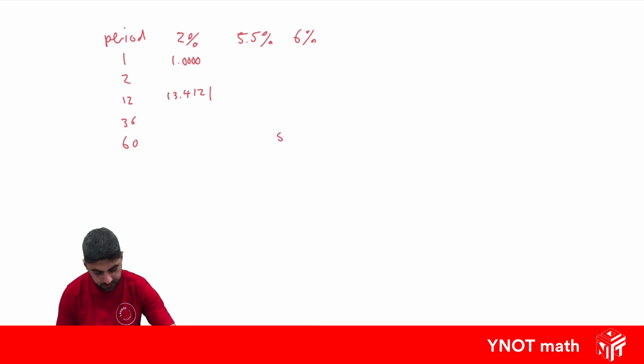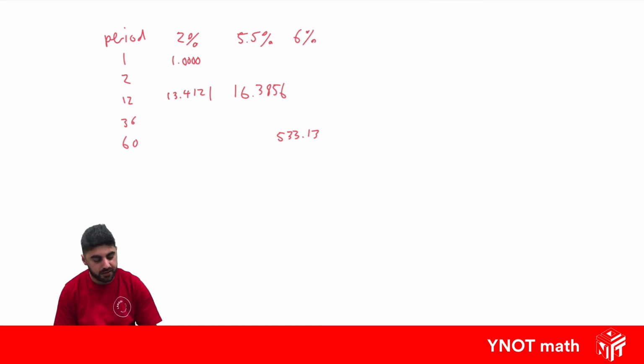we've got 533.13, 12 and 5.5, we've got 16.3856. Now, very similar to the future value tables and present value tables regarding compound interest, all these numbers represent the values already plugged into the formula for you.